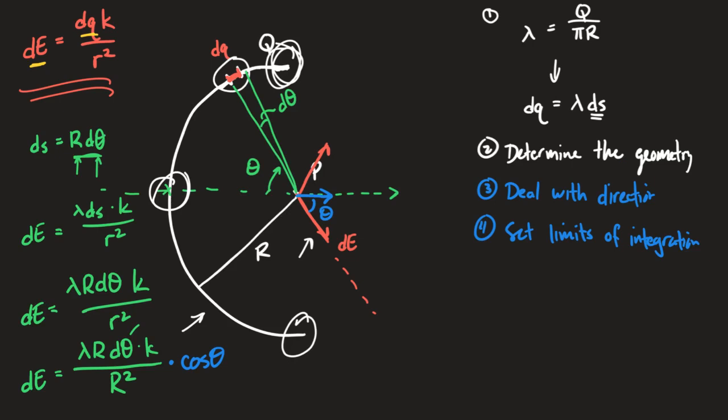There. Step 1, you had to find your density. Step 2, determine the geometry. Step 3, deal with direction. Step 4, set your limits. And step 5 is actually to integrate. Step 6, you don't always get to do. But step 6 is usually substitute for the density.